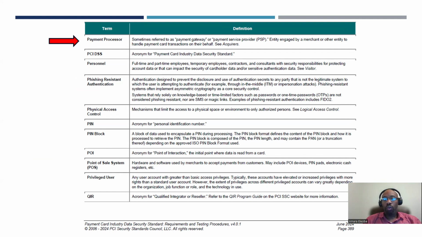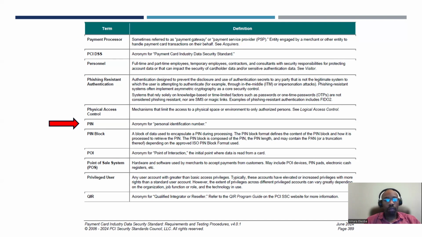So what it means is that as a merchant, if I am doing business, I can have a company like Stripe. They are considered a payment processor. I'll have the script on my website, and whenever a customer makes a payment on my website, Stripe will process that payment. So Stripe is considered a payment processor.